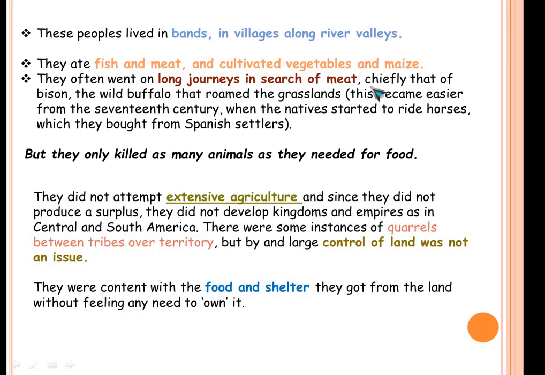We can see that they did not attempt much in extensive agriculture. Whatever they got, they were very happy and complacent with whatever they had. So they did not attempt extensive agriculture, and they did not produce anything in surplus so that they could trade, because they were very happy with what they had, and they were not interested in producing extra things. So what happened as a result? Development of further kingdoms did not take place.